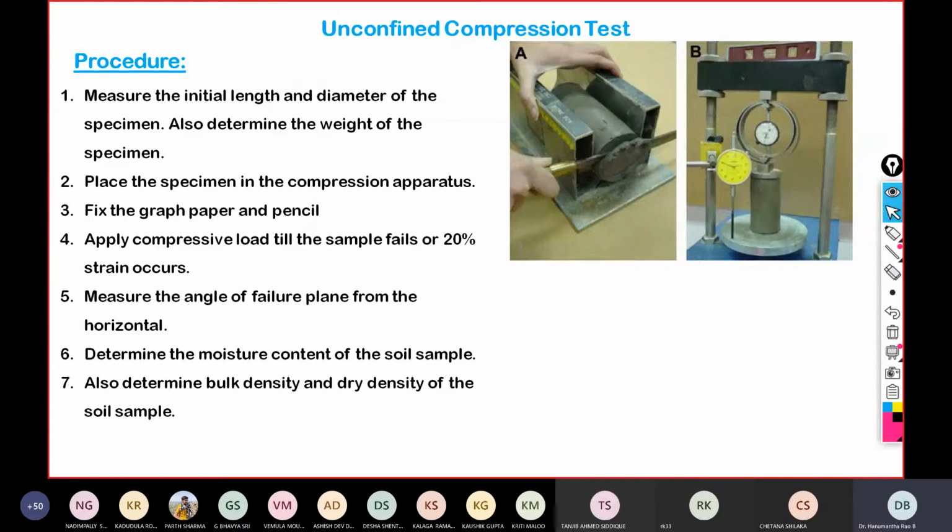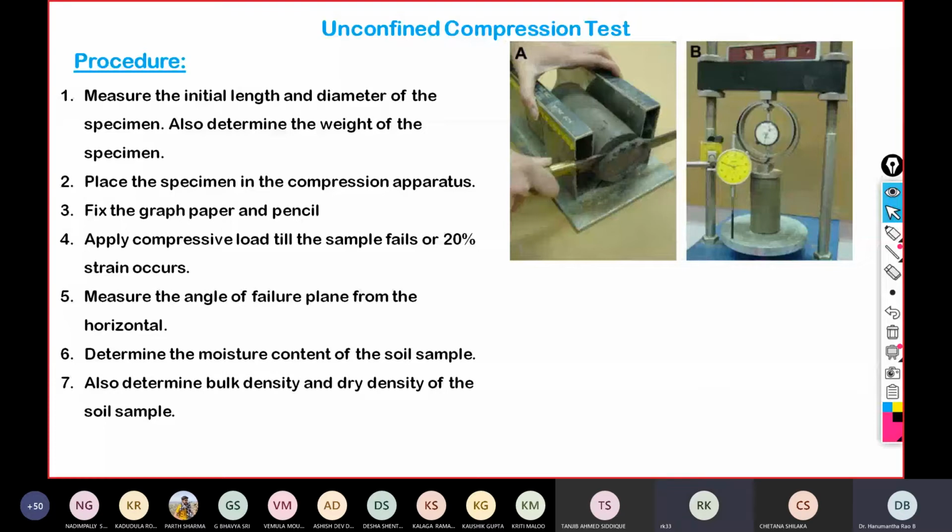Saturation is a different procedure. The saturation is done after the sample is prepared. Saturation means we can't add water equivalent to the weight of the soil sample. Then that becomes a slurry. It won't become saturated, it will become a slurry.